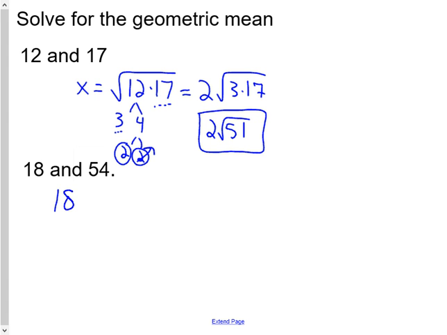Lastly, 18 and 54. 54 is 18 times 3. So my 18 is coming out, and 3 is left under.